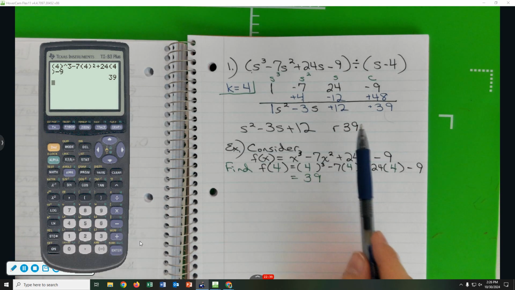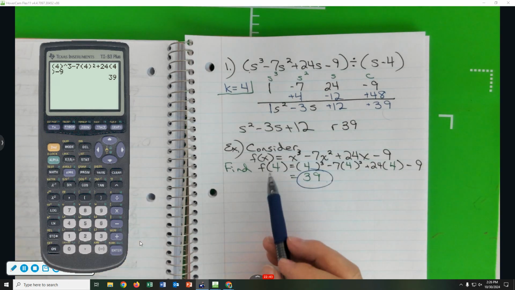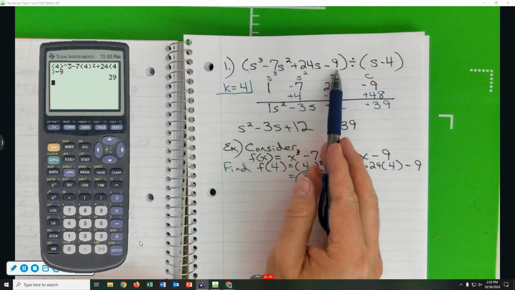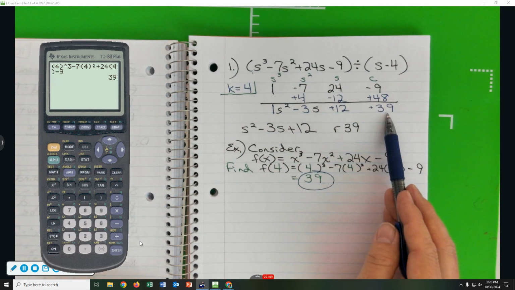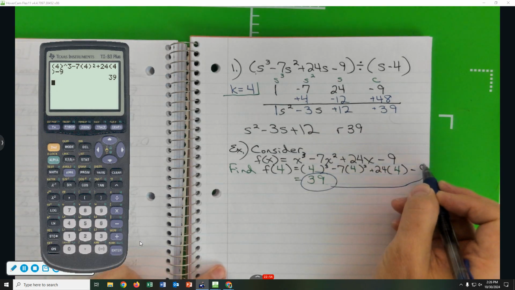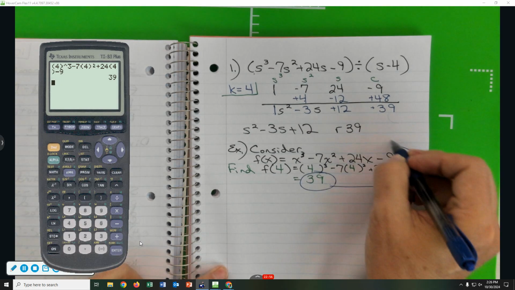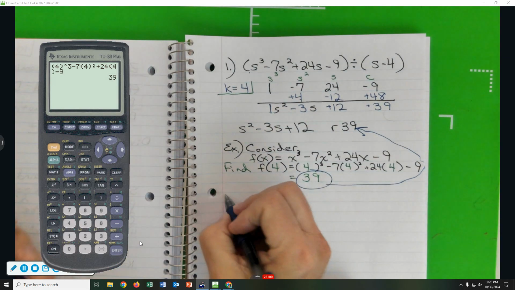That's not a coincidence. If you evaluate the dividend at whatever the k value is, it's going to give you the value of the remainder. That's called the Remainder Theorem.